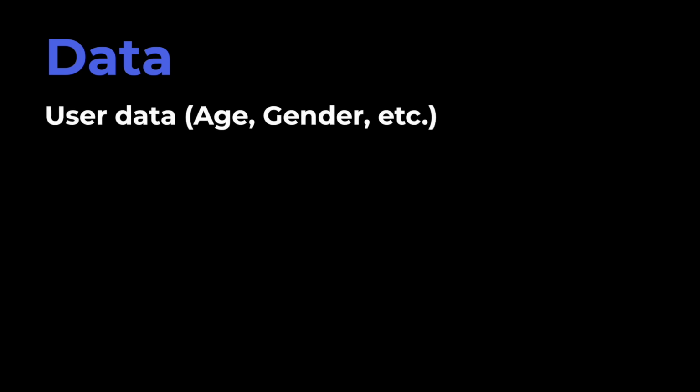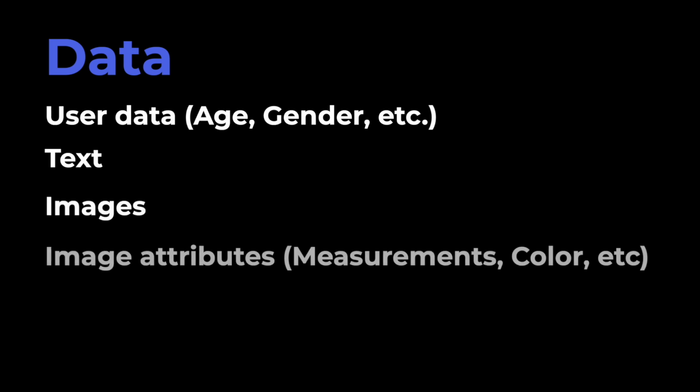Now, what is data? Data can be any relevant information we collect for our algorithm. This can be, for example, user information like age and gender, or text data, or images, or information within an image like measurements or color information. The possibilities are endless here. Let's look at a concrete example.